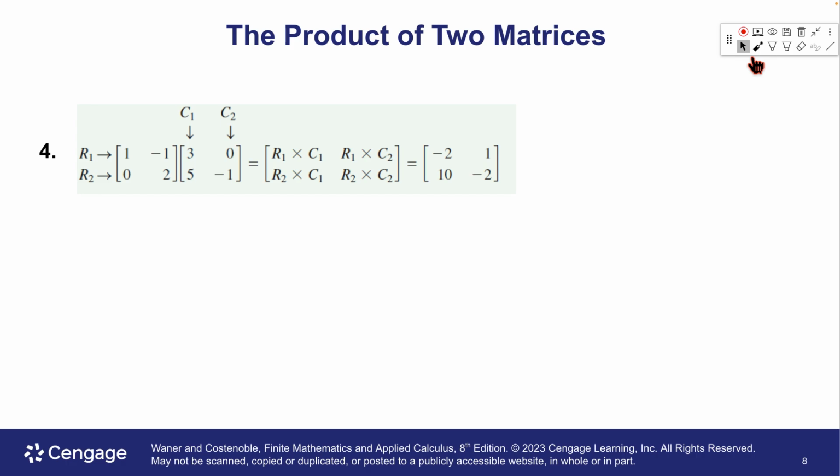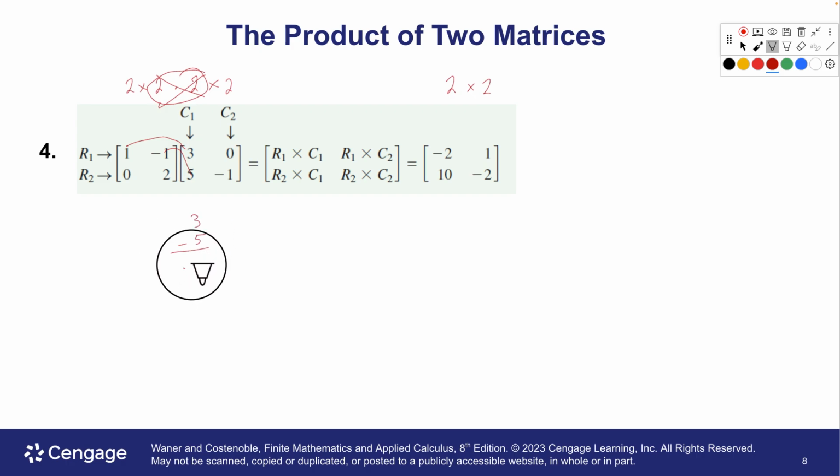We've done a 2 by 2 to a 2 by 2. We haven't done it yet, but this is a 2 by 2. We're multiplying by a 2 by 2. Two middle terms are the same. They're going to cancel, so we're ending up with a 2 by 2. So row 1 times column 1. So 1 times 3, negative 1 times 5. So that's 3 and negative 5. And we add those together, and that's going to be negative 2.